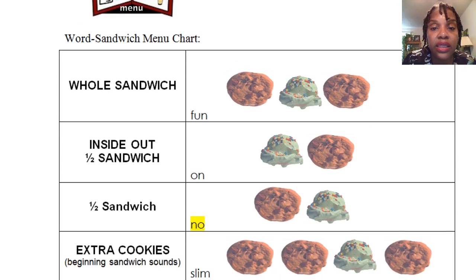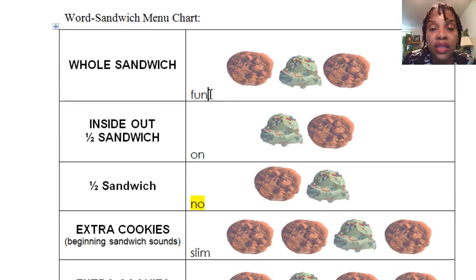So look at the screen here. Look at this word here, fun. Now, fun is a whole sandwich, and I want you to think about why this is so while I'm talking. The reason this is a whole sandwich is because you have an ice cream sound, and you have two cookie sounds on either side, one cookie sound on the left side and one cookie sound on the right side. So fun would be a whole sandwich.